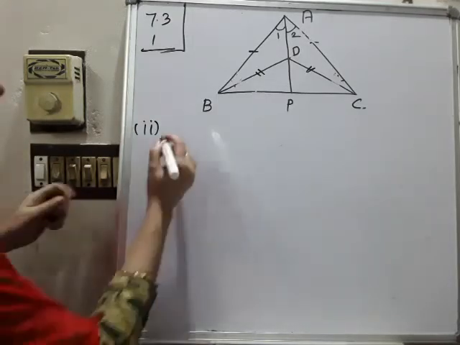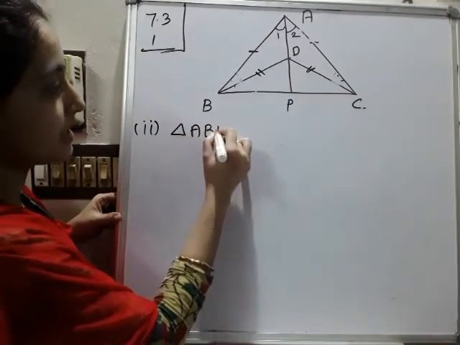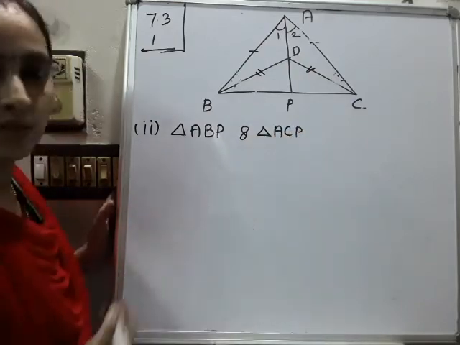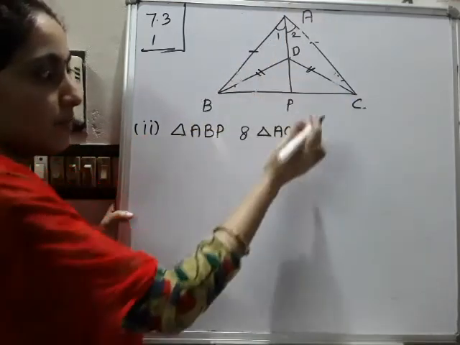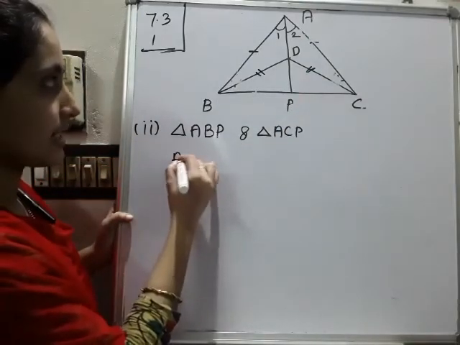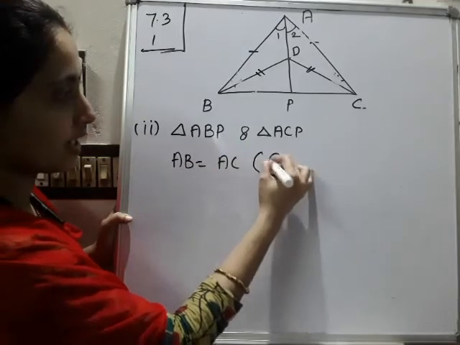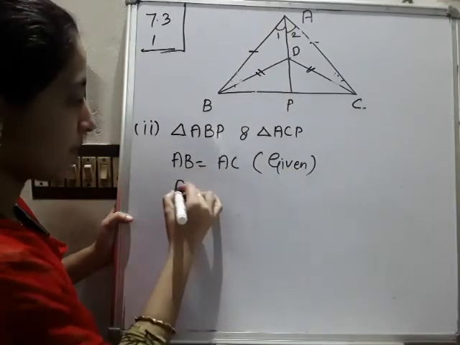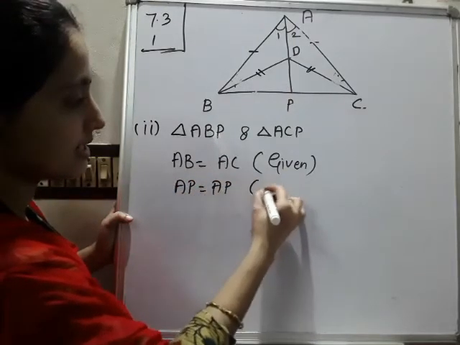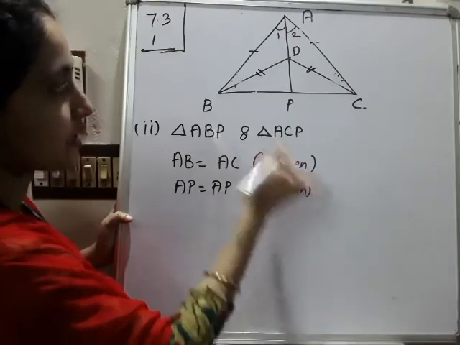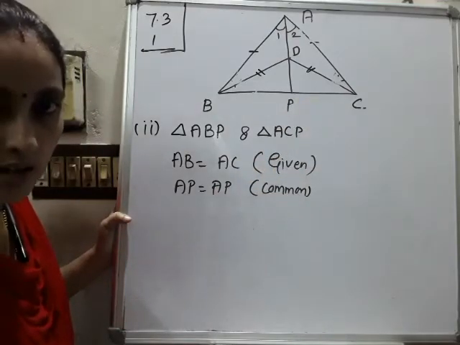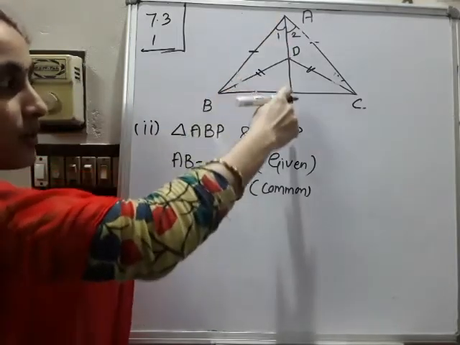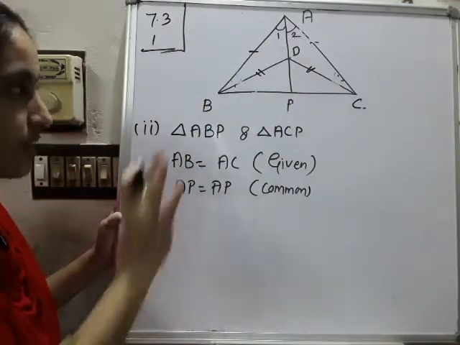Second part, what we have to prove is triangle ABP congruent to triangle ACP. So we have to consider those two triangles, ABP and ACP. Can you say? Yes, AB is equal to AC, that is already given. Then common side is AP is equal to AP. Can we write BP is equal to PC? No. Why? Because that is not given in the question. Midpoint, altitude or median is not mentioned, so we can't say these two are equal.